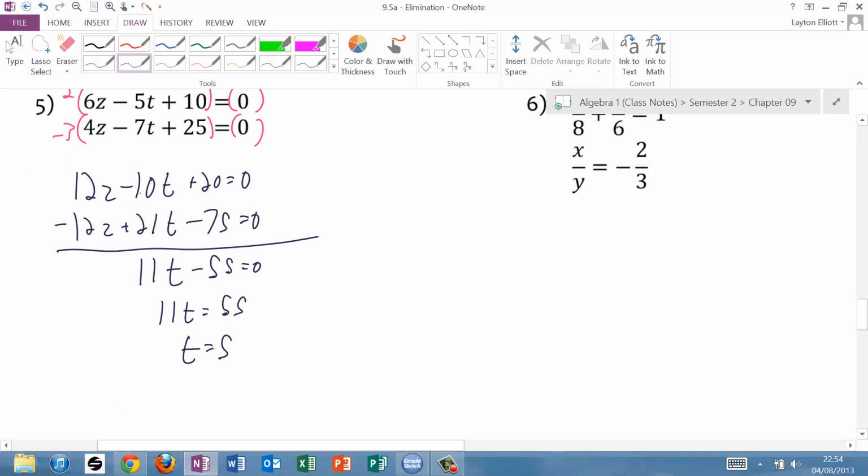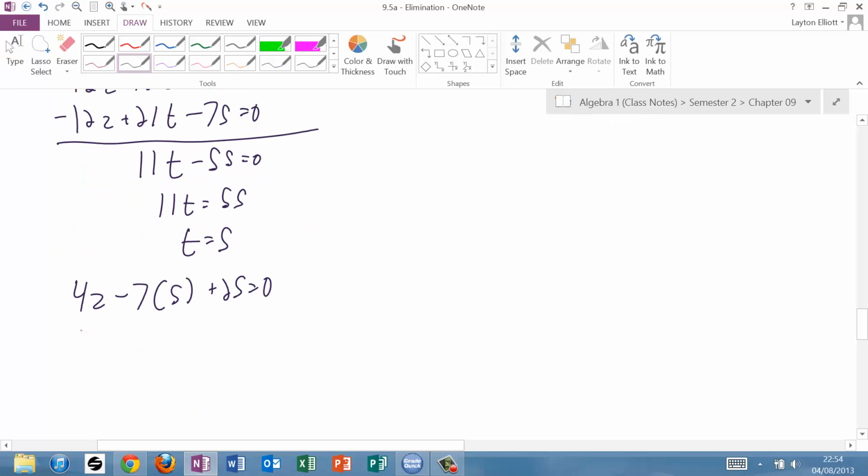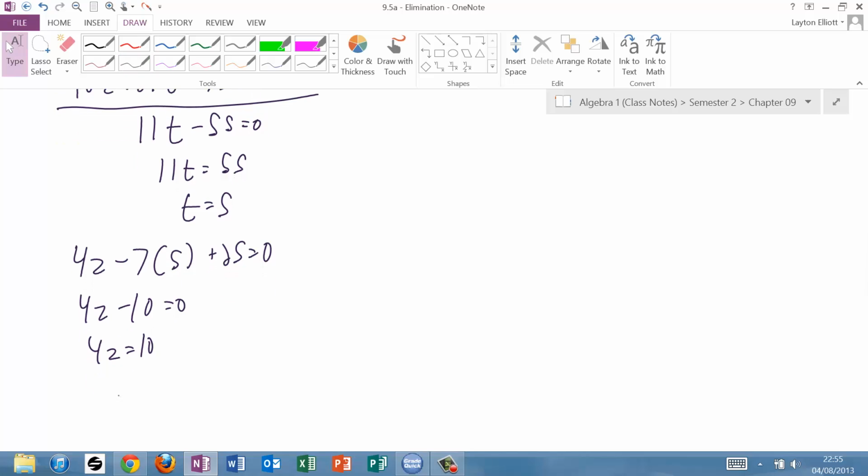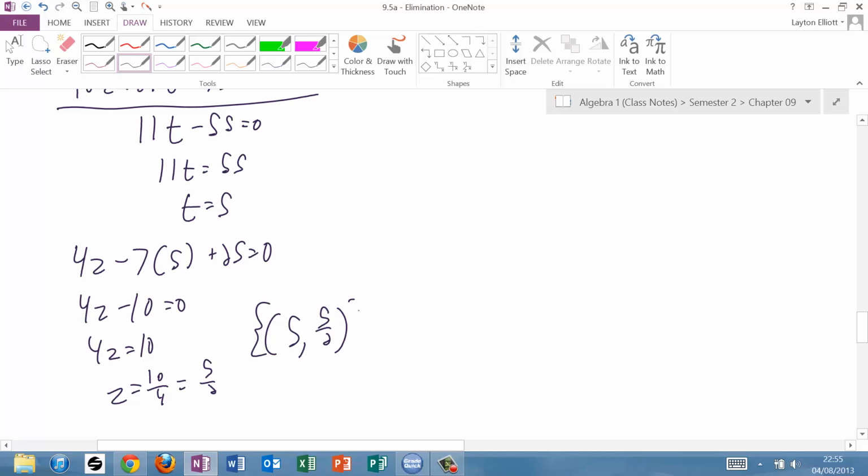Now we plug it back into, I can see the second one, it's just visible, so 4z minus 7 times 5 plus 25 is equal to 0. Or 4z minus 35 plus 25 is minus 10 equals 0. 4z equals 10, and then I have z is equal to 10 over 4, which reduces to 5 over 2. Like I said, we'll put them in alphabetical order, the 5 first and the 5 halves second. Brace, brace, and circle.